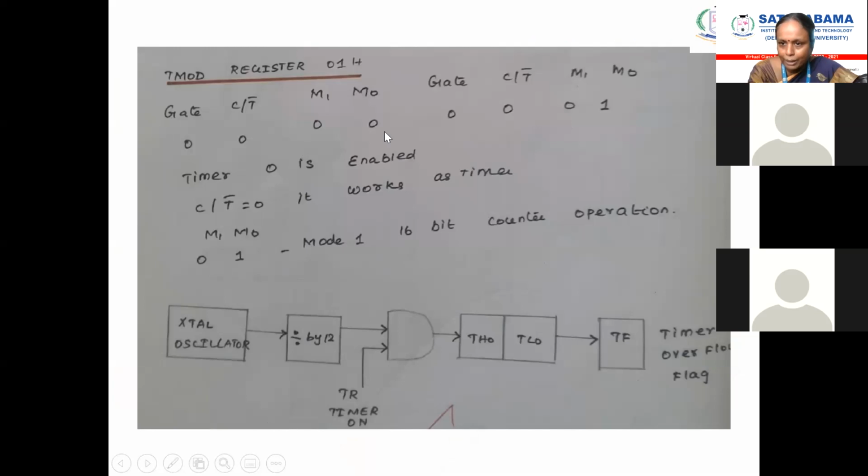All the upper part is 0, upper nibble is 0. Lower nibble, what is the value? 0, 0, 0, 1. So 0, 1 means what? Which mode has to be selected? Mode 1 has to be selected, and this lower nibble is for timer 0 and the upper nibble is for timer 1. So which timer am I going to use? Timer 0 I am going to use.